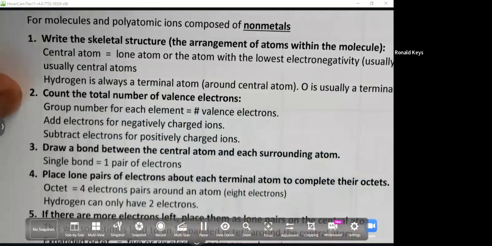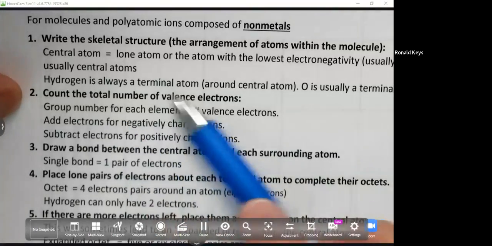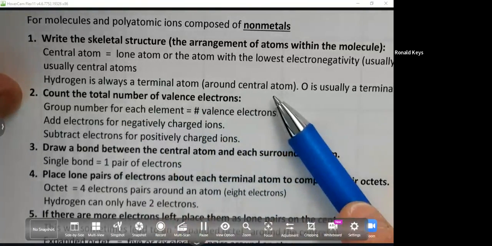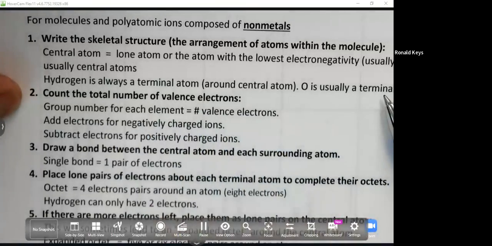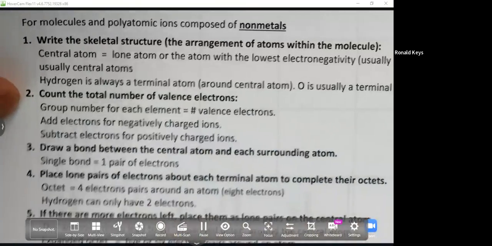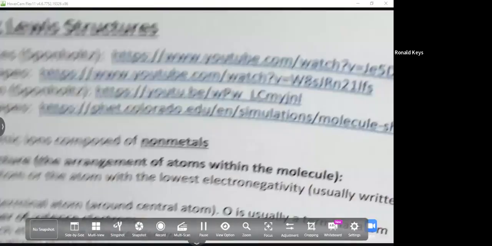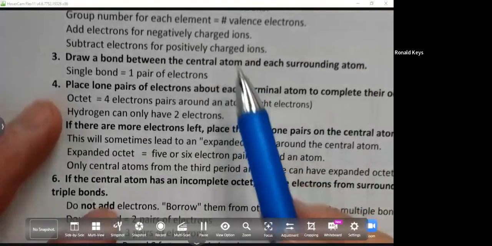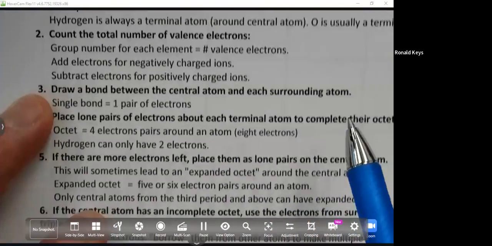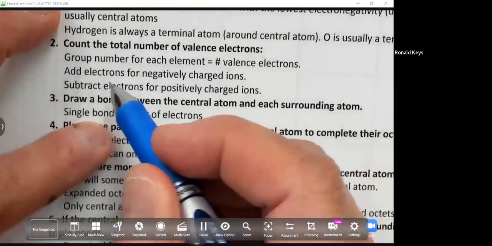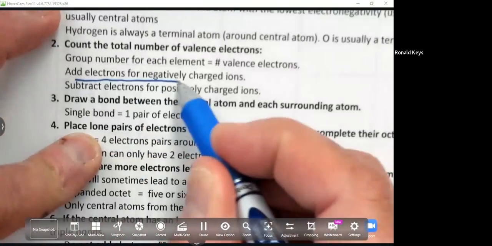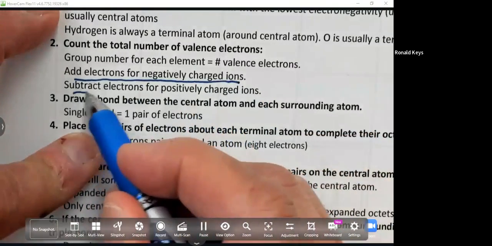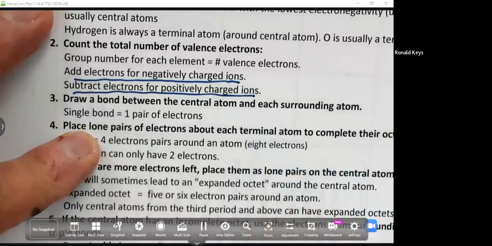I'll have to look up. Hydrogen is always a terminal atom around the central atom. O is usually a terminal atom. Okay. So step 2, count the valence electrons. Let's clarify that. Add electrons for negatively charged ions and subtract electrons for positively charged ions.